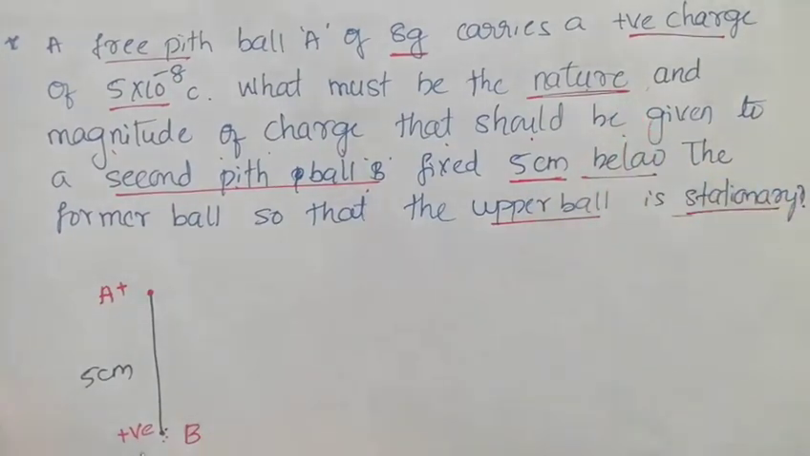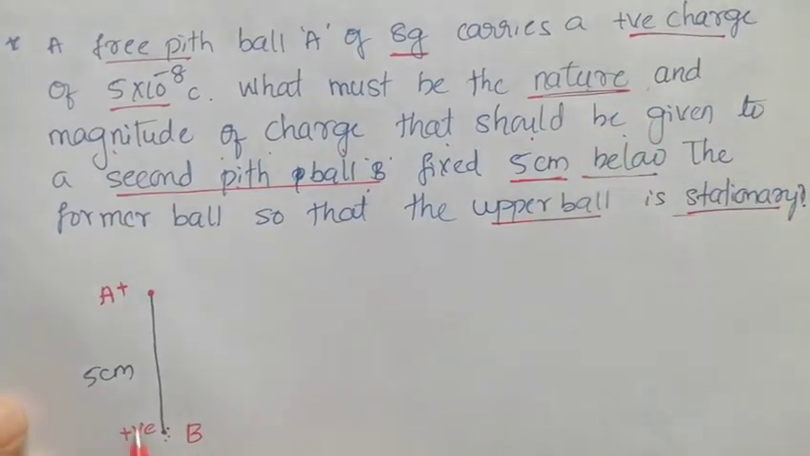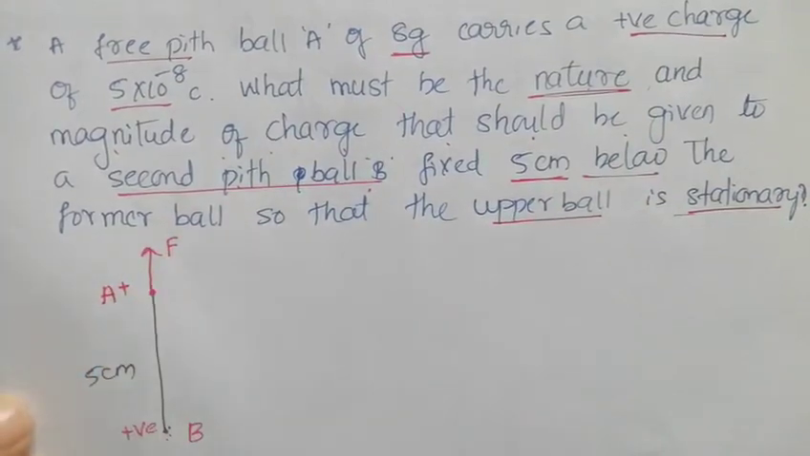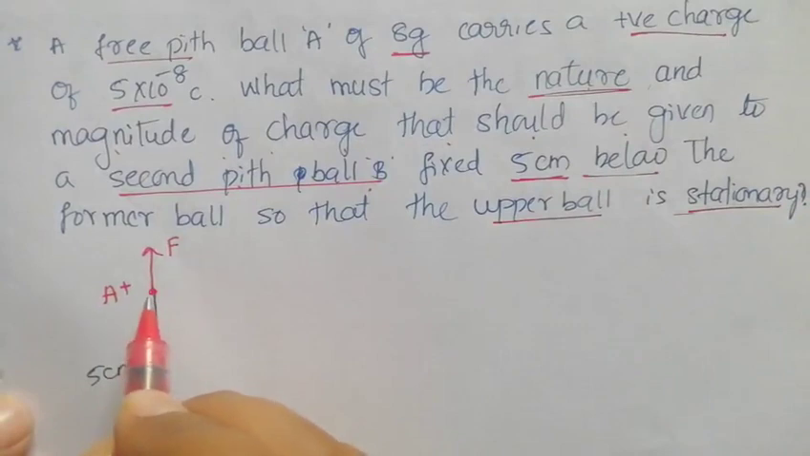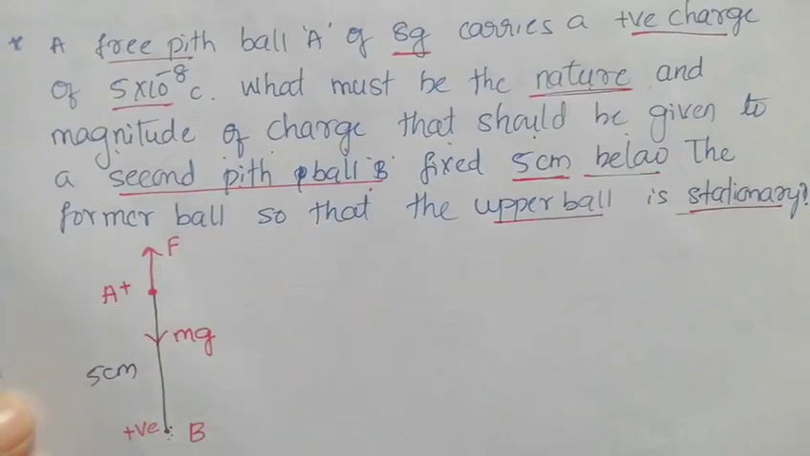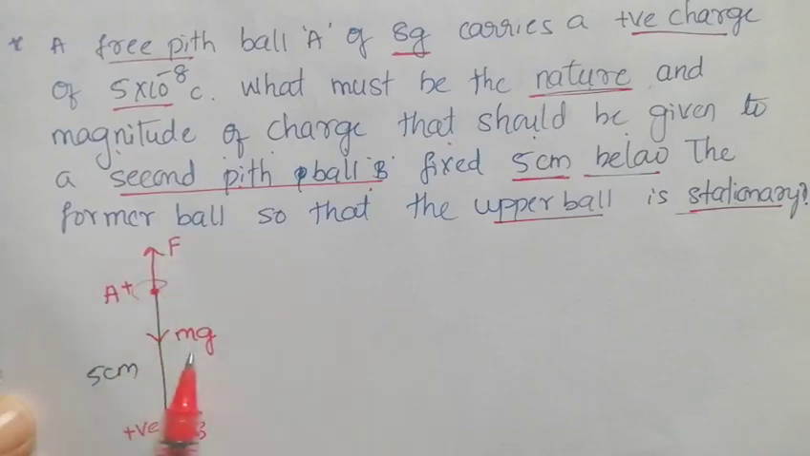Since it is a positive charge, it will apply a force in the upward direction. Let me call that force F. Since the ball has some mass, there is a downward force, which must be mg. So ball A will stay stationary when the upward force becomes equal to the downward force. When these two become equal, the ball will be held stationary.